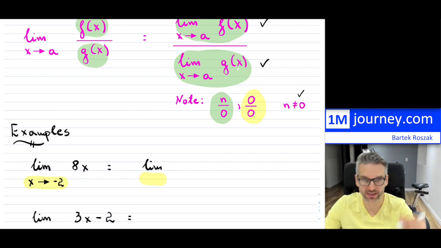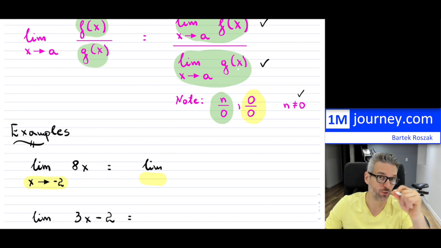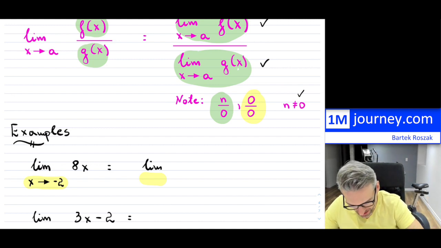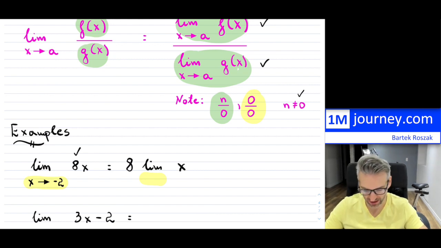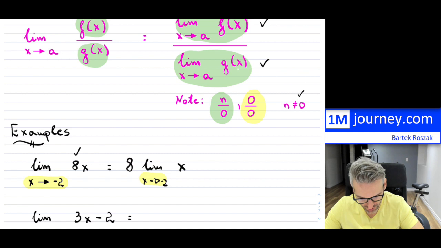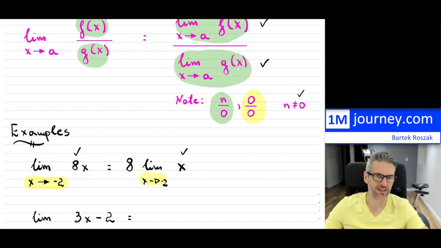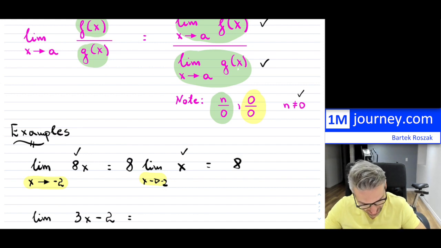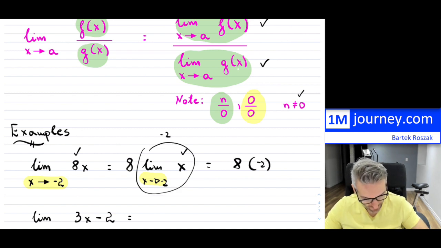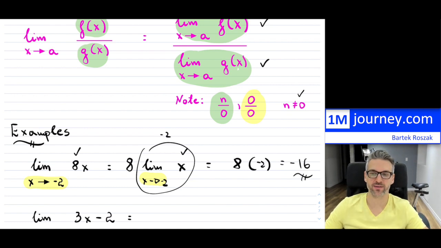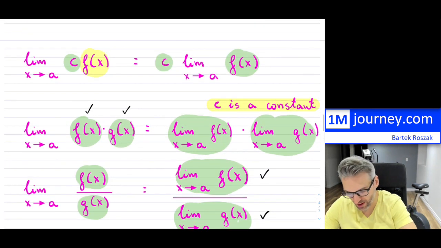But here, always below the limit we say what we are approaching. Because this is a constant, I can bring it out, and then I can just take the limit as x is approaching -2 of x. But hey, wait a minute, that was my second property, right? So this was nothing else but simply -2, and now if I multiply by 8, I'll get -16, and I would have gotten the limit. And I'm using this property right here.